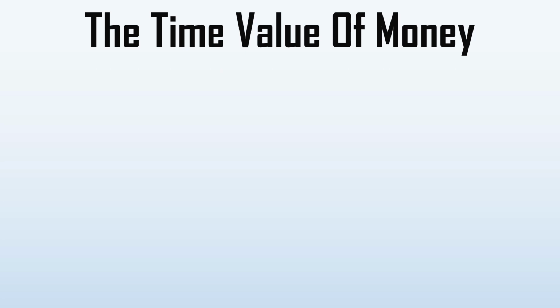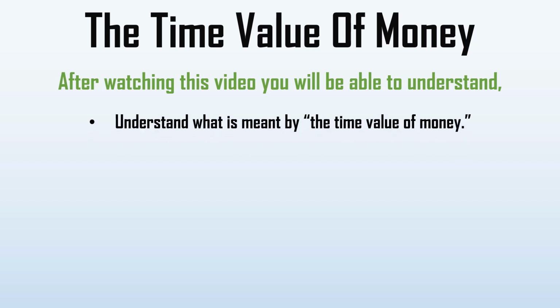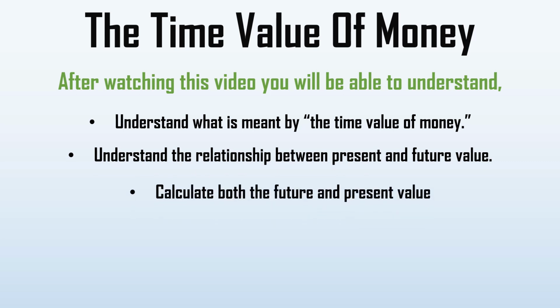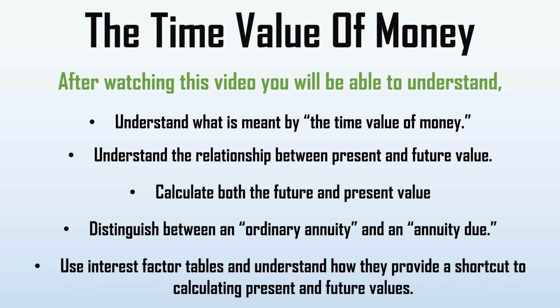In this video I am going to define and describe the time value of money, and I request you to watch this video completely because after watching this video you will be able to understand what is meant by the time value of money, understand the relationship between present and future value, and how to calculate both future and present values. You can distinguish between an ordinary annuity and an annuity due, and how to use interest factor tables and understand how they provide a shortcut to calculating present and future values.